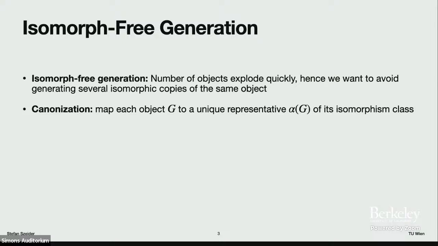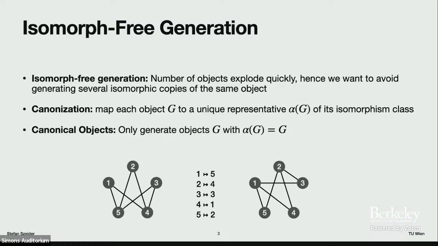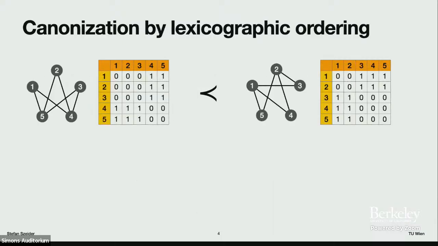And one way is canonization: a mapping alpha that maps every object to a unique element of its isomorphism class. And we only want to generate objects that are canonical, so that map to themselves. For instance, here we have two graphs, but they are isomorphic by this mapping, this isomorphism here. We only need to have one of them.